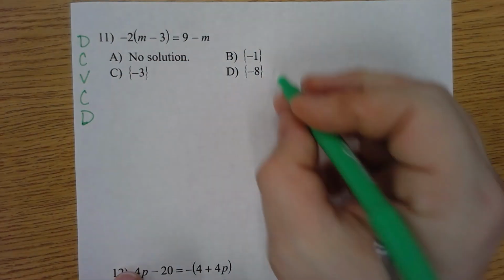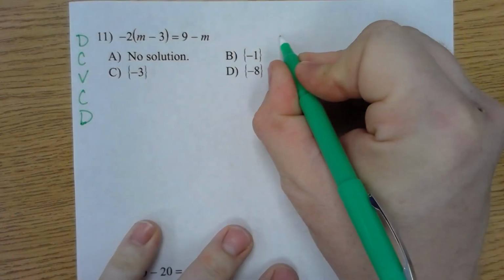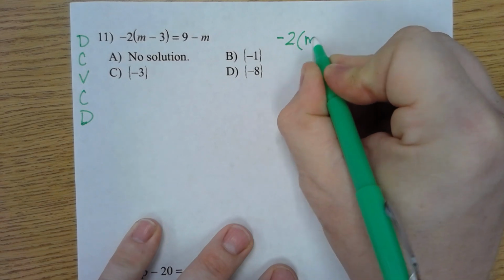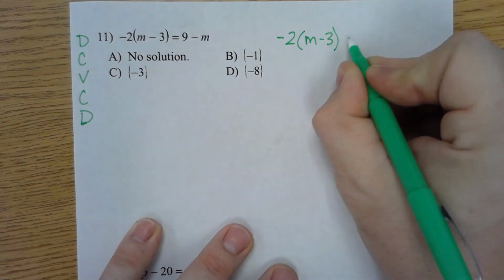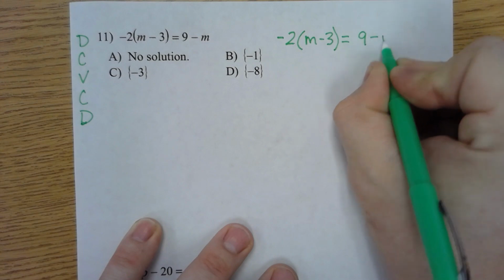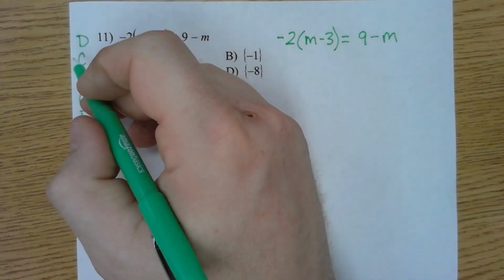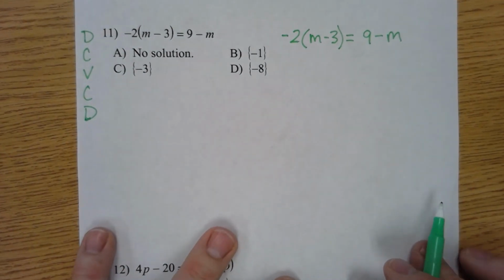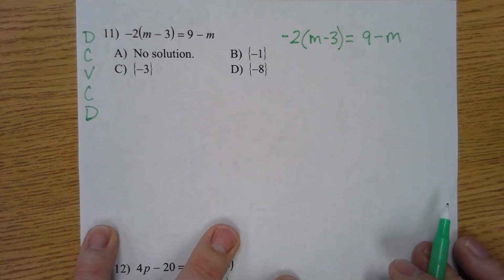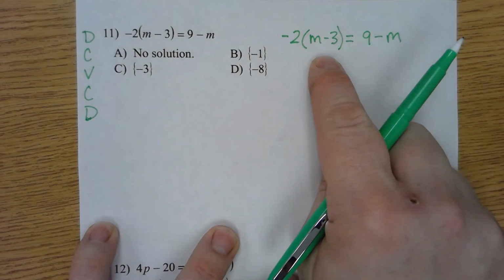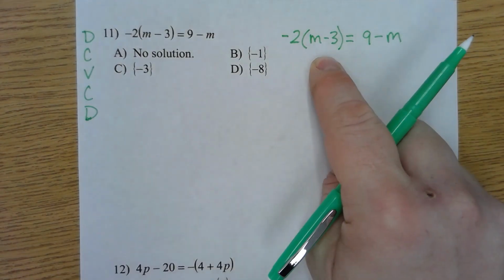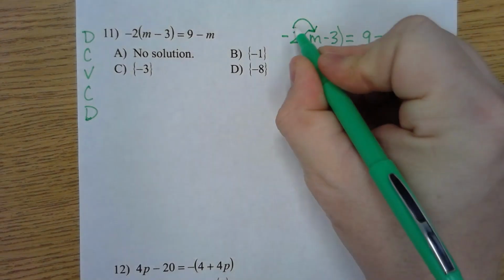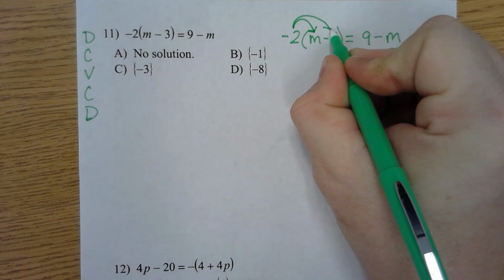Okay, but first I'm actually going to rewrite my equation to make it easier to work with. So negative 2, open parenthesis, m minus 3, close parenthesis, equals 9 minus m. So we look at our first step, D. That stands for distributive property. Remember, distributive property means we're looking for parentheses. There are parentheses. So if you remember, parentheses means to multiply. So we're going to draw our arrows here, showing that we're going to multiply these both by negative 2.